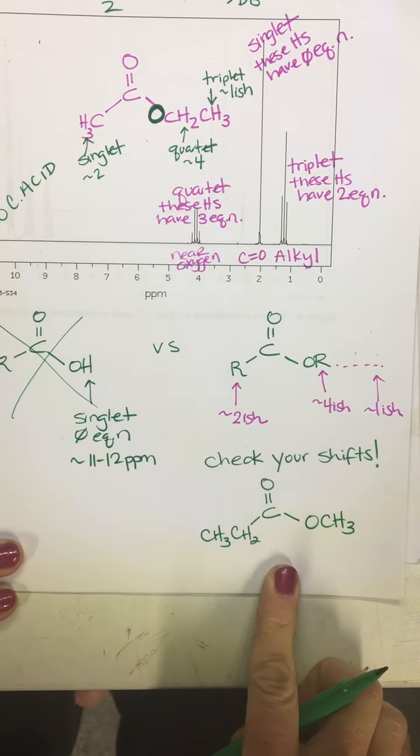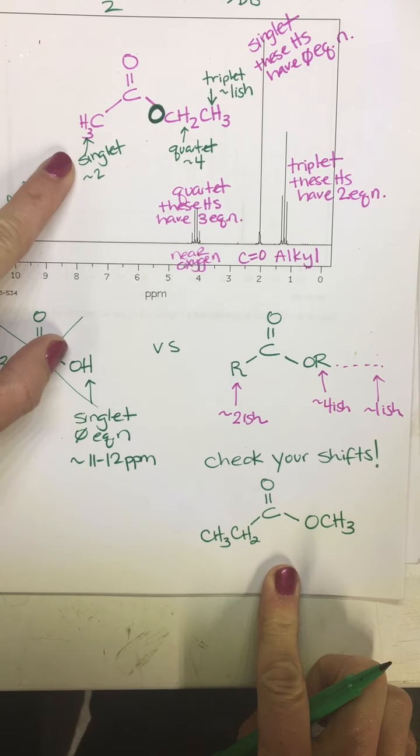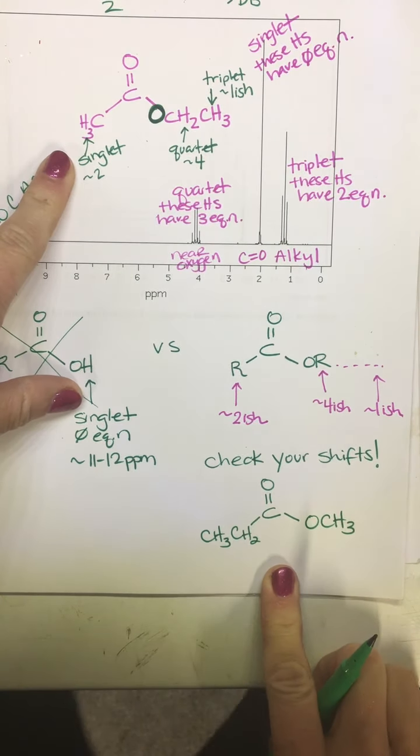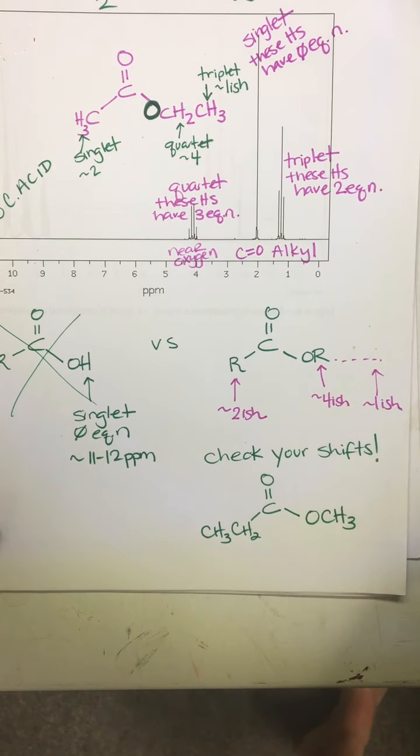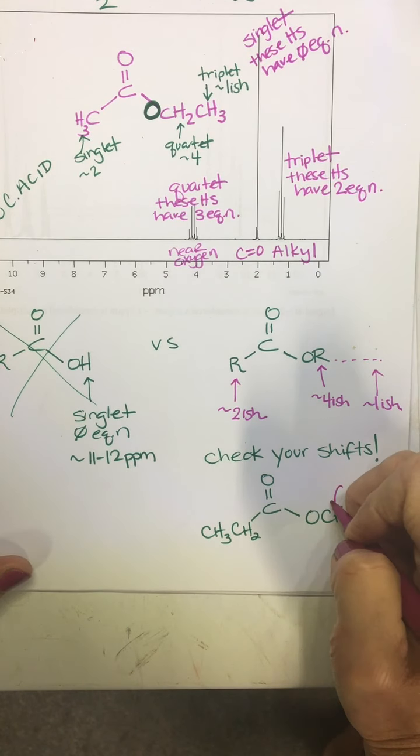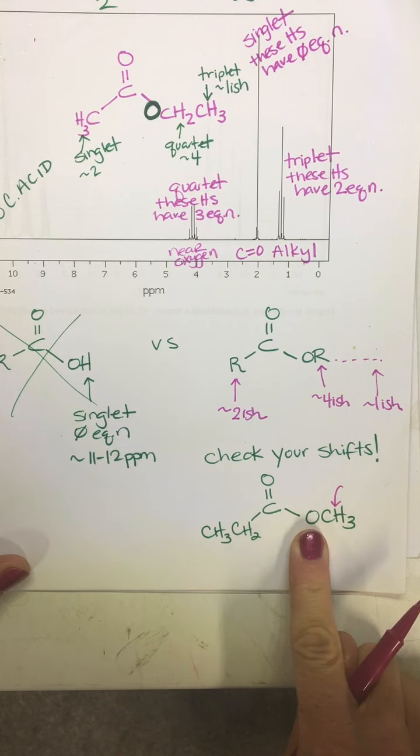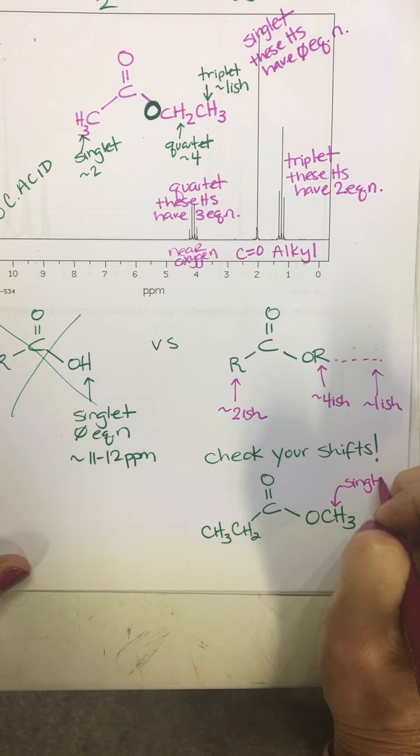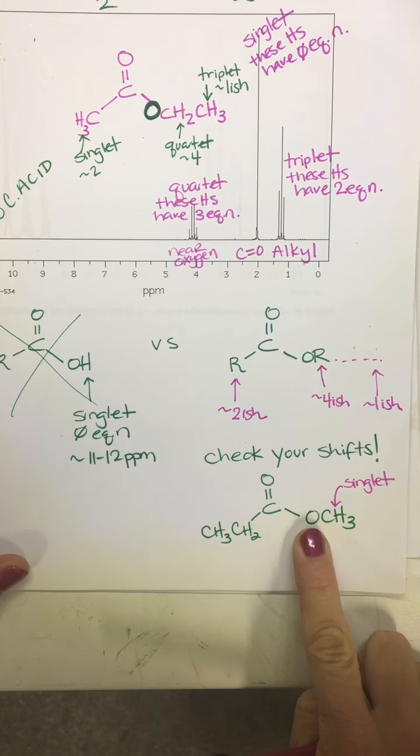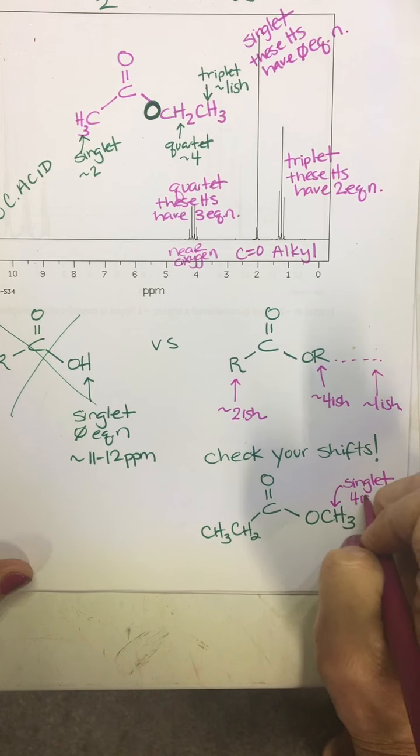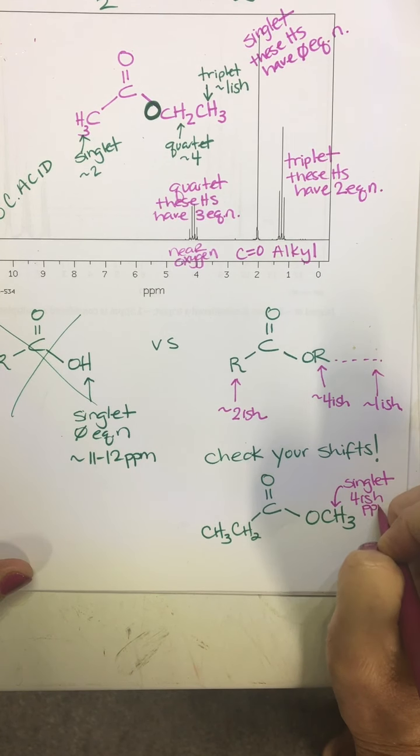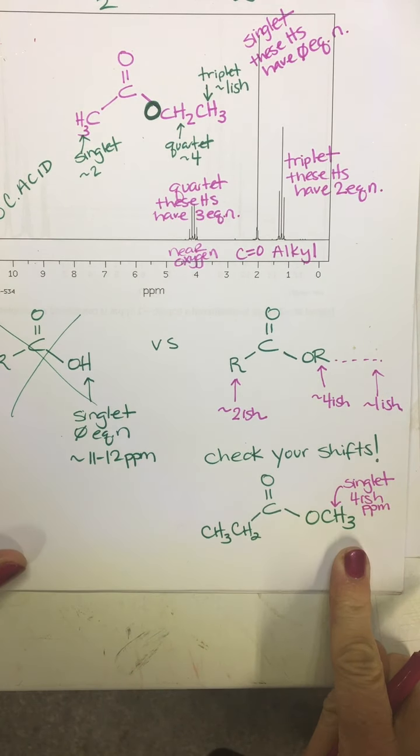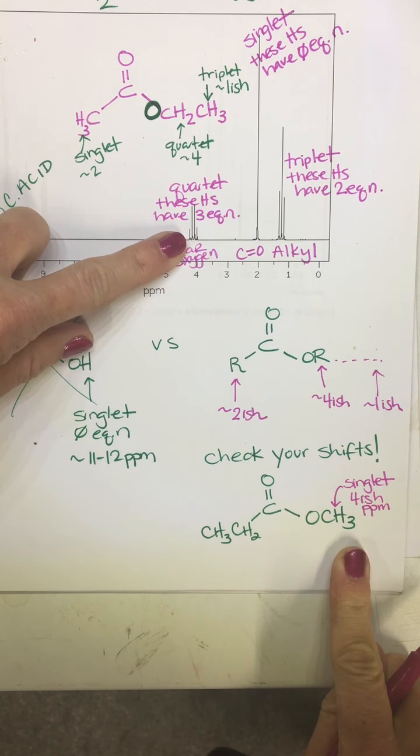So if you look at this one, it almost looks like the one we have up here, but the carbon groups, your R groups, are flip-flopped. Now, if I was checking my work, these hydrogens have no neighbors. So these hydrogens would be a singlet, and that singlet, since it's next to oxygen, would be in that 4-ish region. Do we have a singlet in that 4-ish region? No, we don't. Okay, so that's not matching.